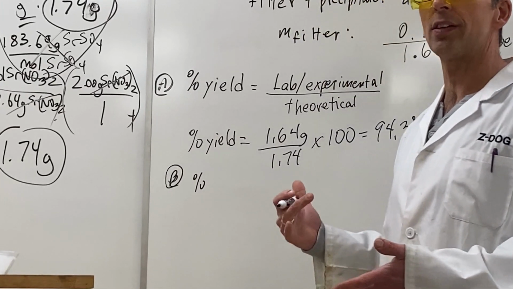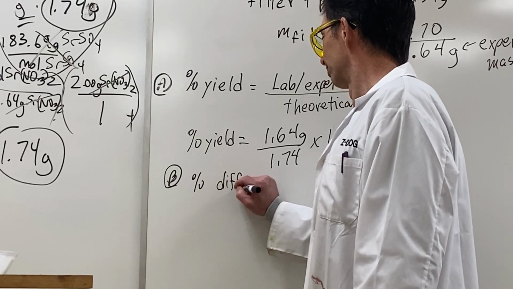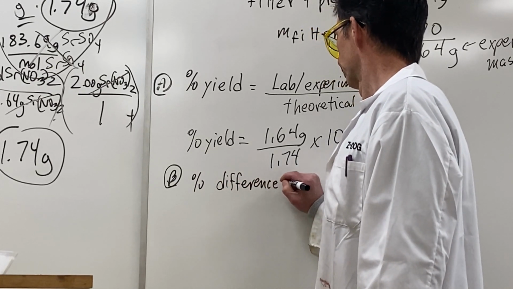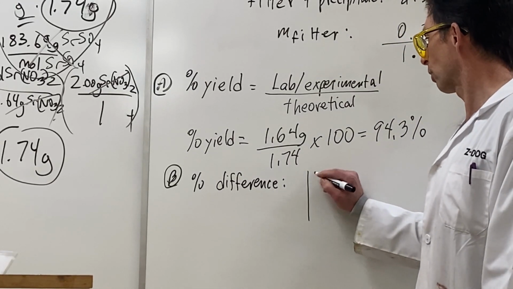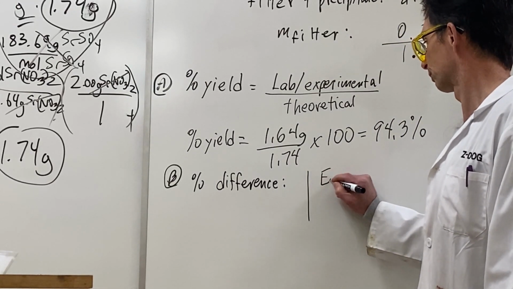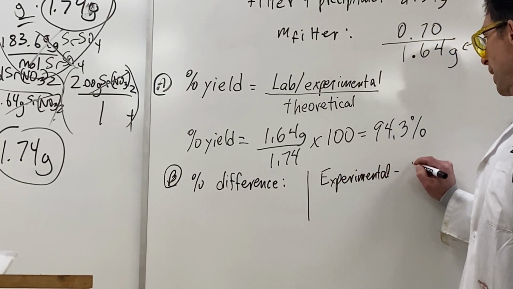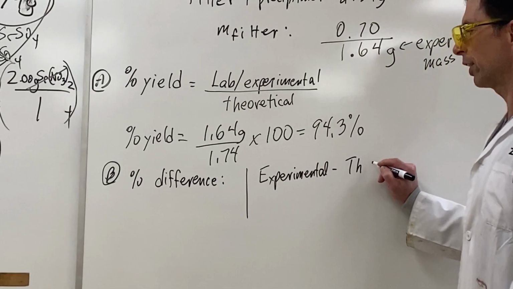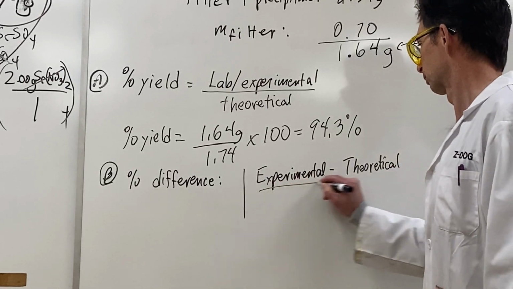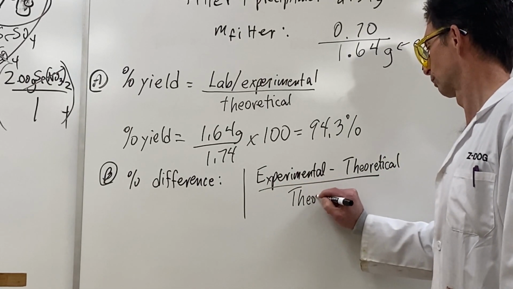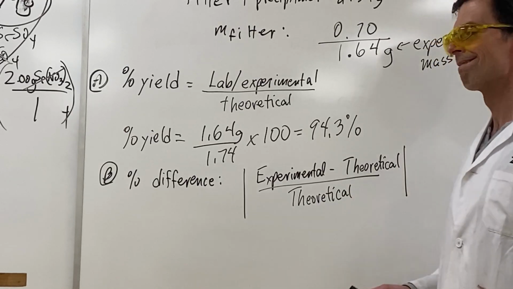Another calculation that's sometimes done is a percent difference calculation. That's the absolute value of the lab value or experimental minus the theoretical divided by the theoretical times 100. Remember to subtract that first part. Some of your calculators might give you a gobbledygooked answer if you don't do the top calculation first.